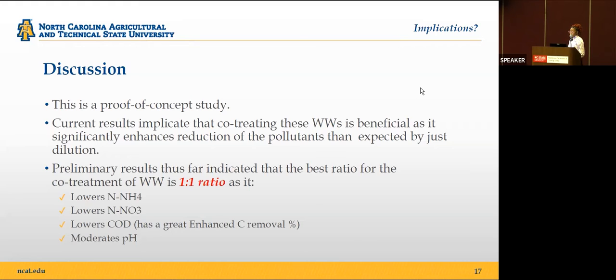And we're still analyzing data continuously until we satisfy the answer for our first question, which is which ratio works best. But so far, we can see that the preliminary results indicate that the 1-to-1 ratio, which is 50%, works best, as it lowers nitrates, lowers ammonium, lowers COD, has a great carbon removal percentage, and it also moderates pH, which tells us that this system treats our wastewater the most efficiently.